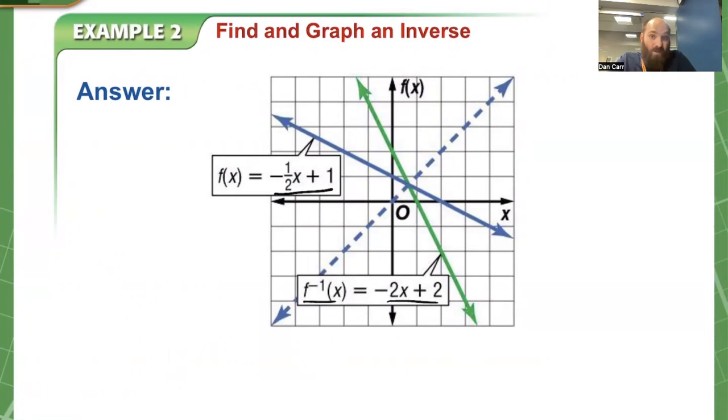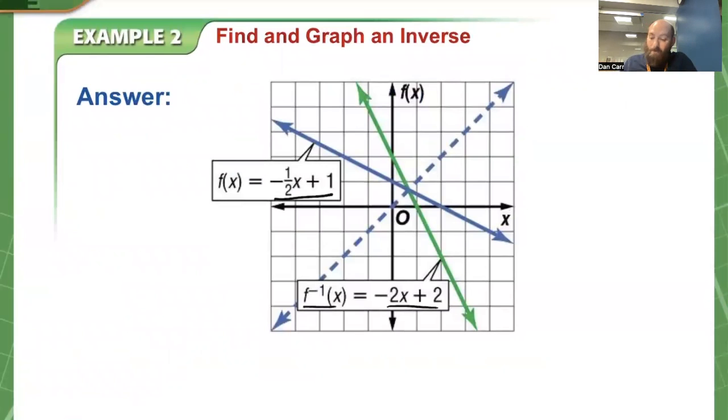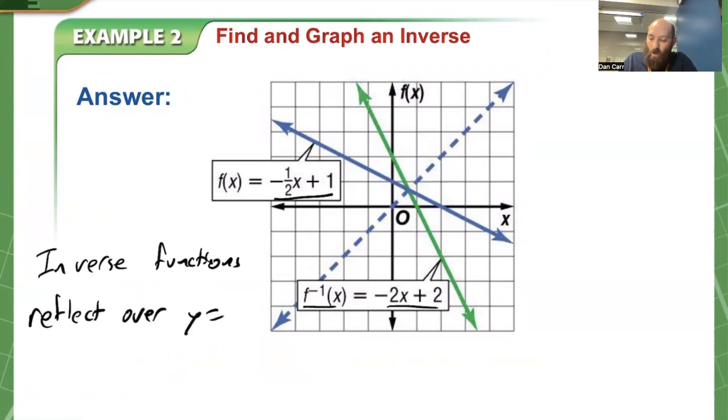What's happening here with inverse functions? This is a big key here. Inverse functions reflect over the line y equals x. That's what this line is right here, y equals x.